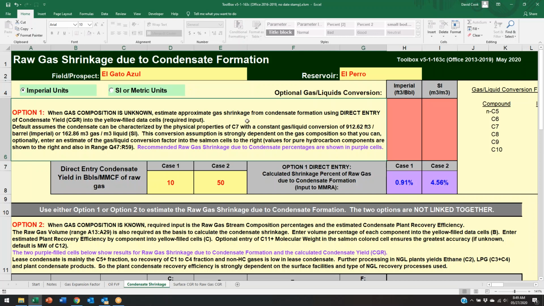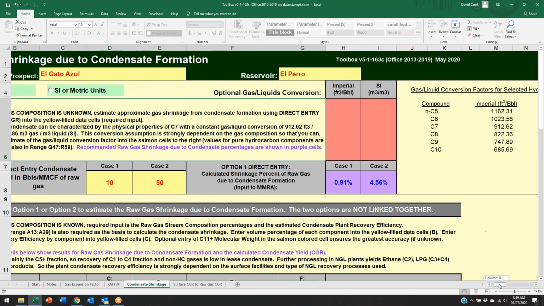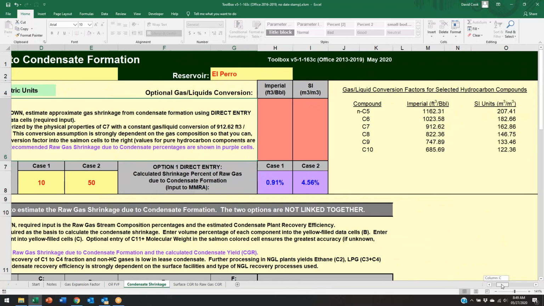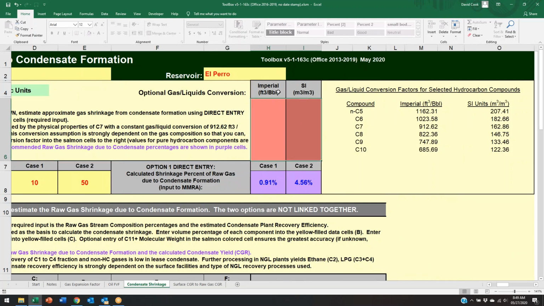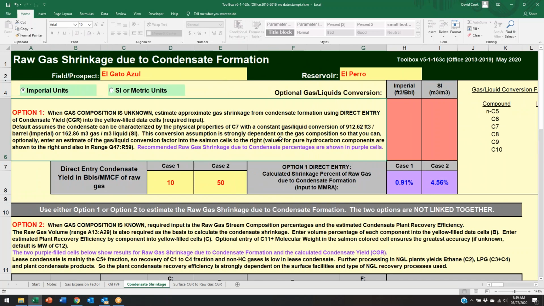The change here is that the previous Toolbox was using the hexane C6 as the average cubic feet to barrels, and that's been changed to heptane based upon recommendations of the Rosen Associates engineers. But you can use the salmon cells and put in whatever is the appropriate gas liquids conversion factor for the condensate that is being investigated.